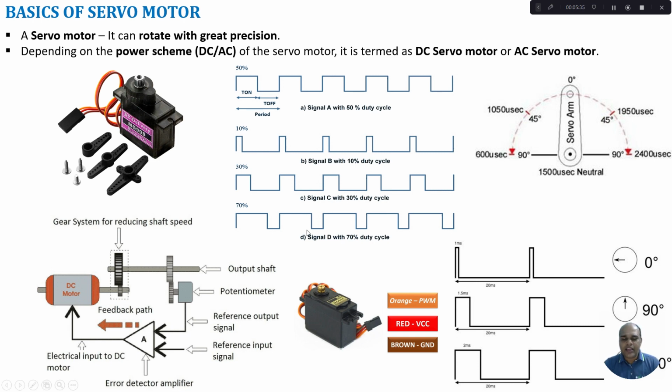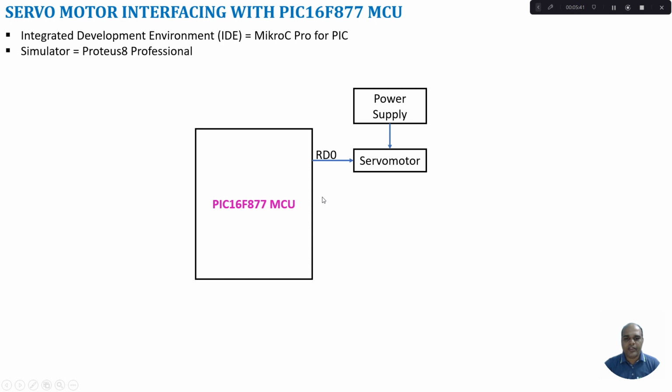Now let us see how to interface the servo motor with our PIC16F877 microcontroller. We can connect the servo motor to a port line. Here I am going to use the RD0 line, where we are going to generate a PWM signal, and this PWM signal will go to your servo motor, and the servo motor is given the supply.